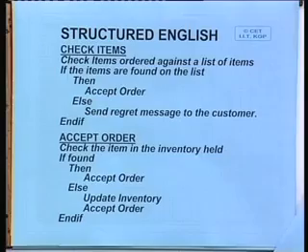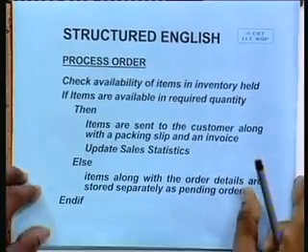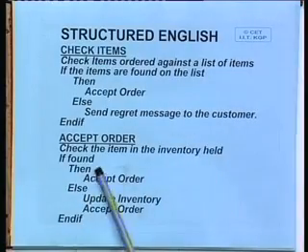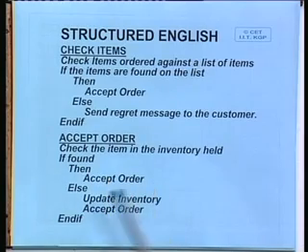Then after accept order, suppose this is the next step, that is our process order. Okay, you are writing something. Accept order, basically: check the item in the inventory held; if found then accept order, else update inventory, accept order, end if. So, this is the basic structure of accept order.